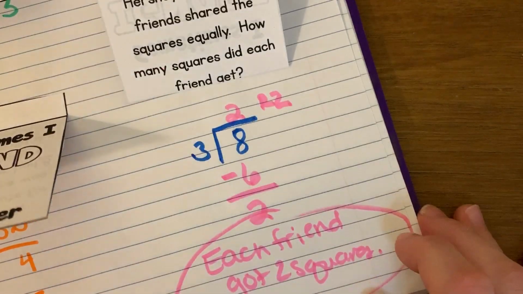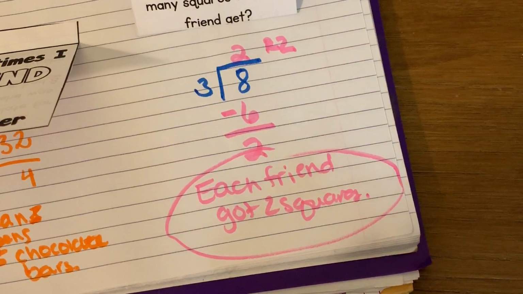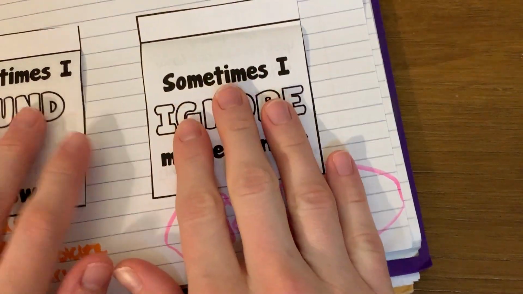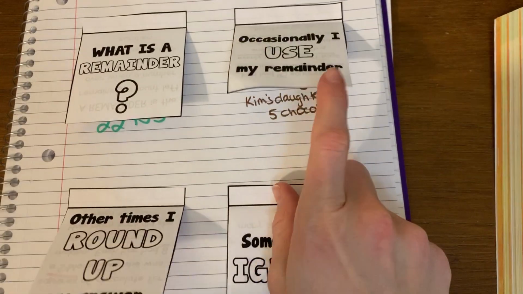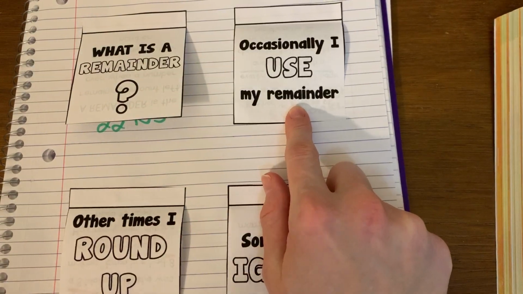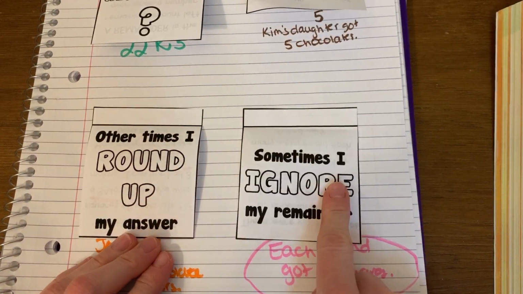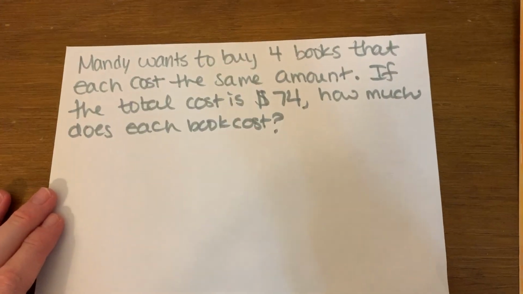All right. So enough with the chocolate. We're going to go ahead and move on to some other problems. So once again, what you might see, you might use the remainder, you might round up for your answer, or you might ignore it. So let's go ahead and look at some different problems. These ones do not have to do with chocolate.